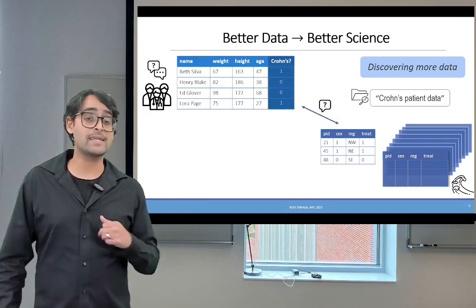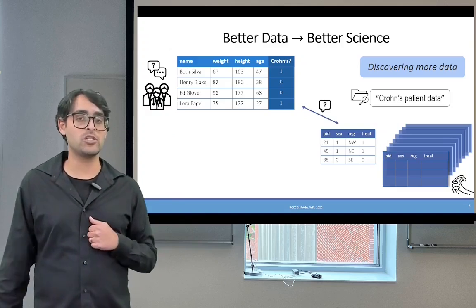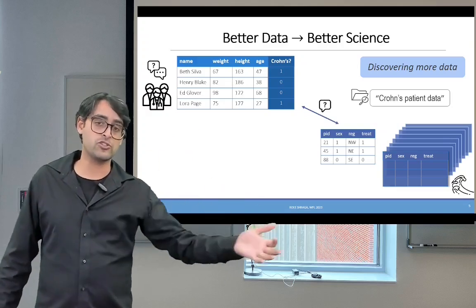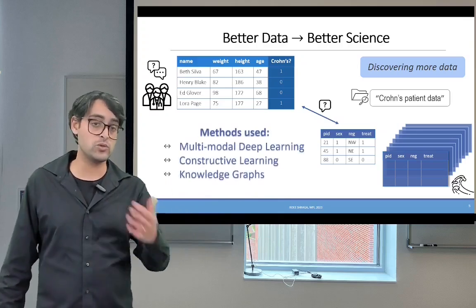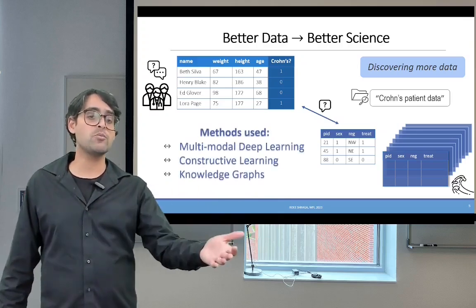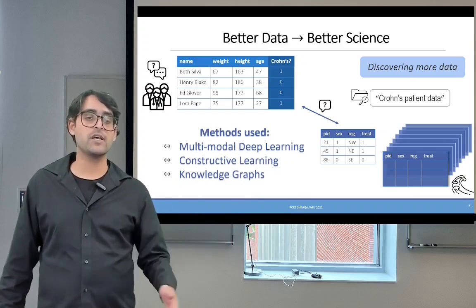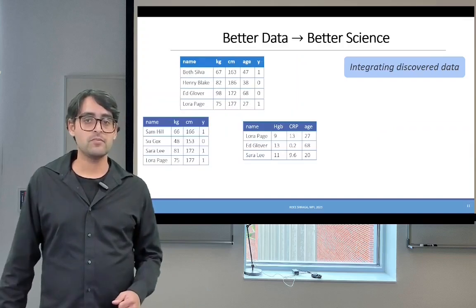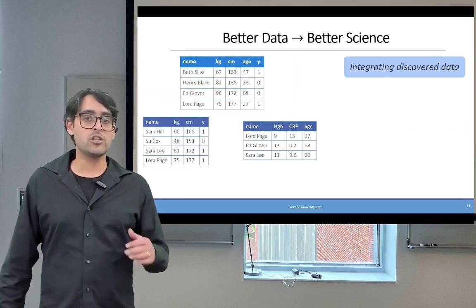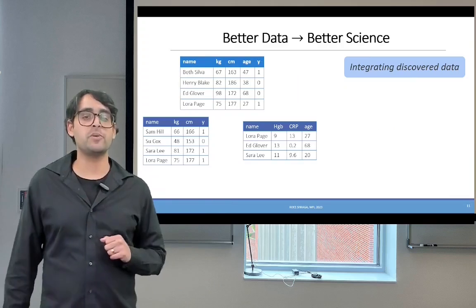One question that you may ask is how to integrate these pieces of information, which is in another pillar of research of mine called data integration. The method that we use in this research is mainly multimodal deep learning, contrastive learning, and knowledge graphs, and obviously a lot more. The second pillar of my research looks at how to integrate these pieces of information together.